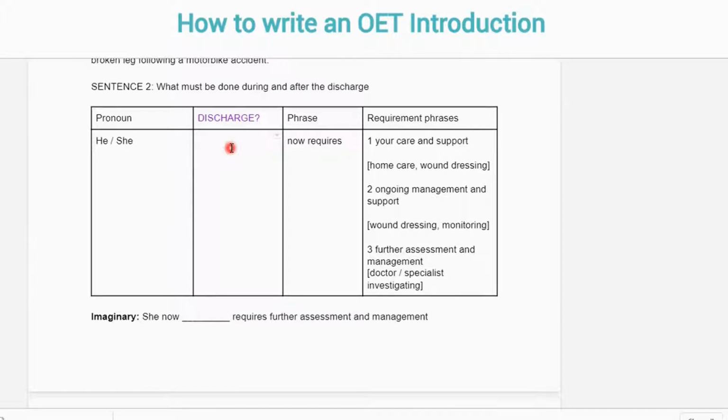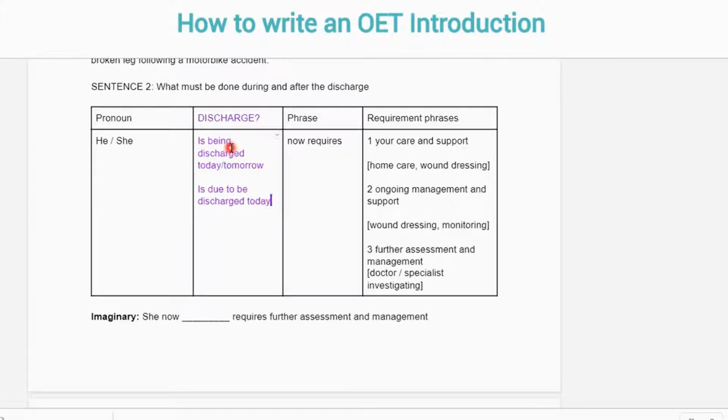She is now being discharged and needs your further care. You could say that she's now being discharged, or she is being discharged. Yep, she is being discharged when? Today or tomorrow. Today, right? Or tomorrow. Good. You can also say she's ready to get discharged.